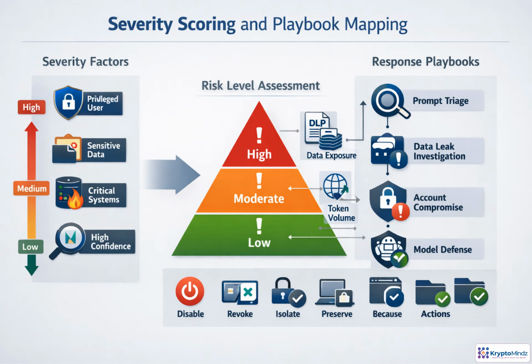Severity scoring turns noisy AI alerts into consistent decisions. Ask who is involved, what data or system is touched, whether controls block the action, and how confident the detection is. A privileged user probing sensitive retrieval results is different from a low-confidence prompt anomaly. Once severity is assigned, it should select the right playbook: triage, data leak investigation, account compromise, endpoint abuse, or agent containment, with actions like revoke, isolate, preserve, and notify.